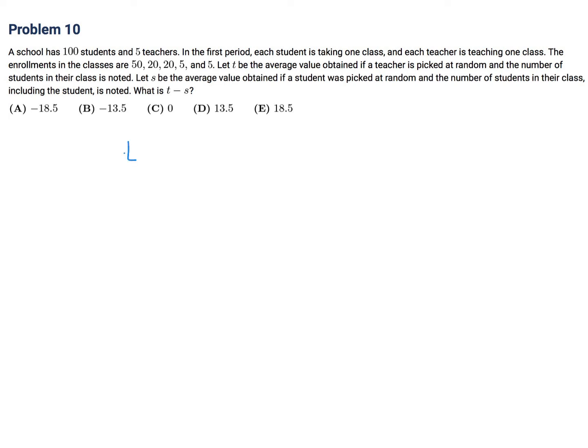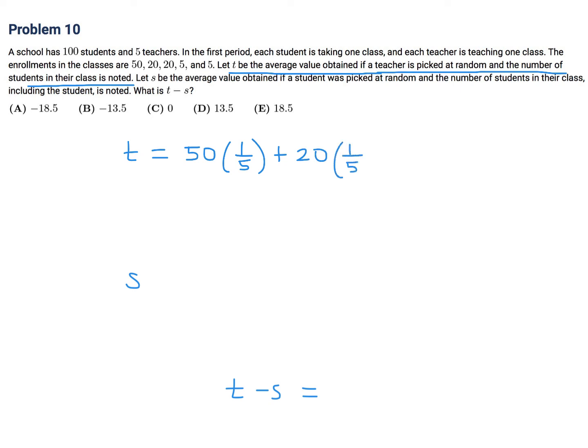Okay. Well, let's calculate T, let's calculate S, and then we will figure out T minus S. T is the average value obtained if a teacher is picked at random and the number of students in the class is noted. So if you choose the first teacher, the number of students is 50. And the probability of that happening is 1 out of 5 because there are 5 teachers. If you choose the second teacher, that teacher's class has 20. Again, the probability is 1 out of 5. Very similarly, the next class has 25 students with a probability of 1/5, and finally another 5 students with a probability of 1/5. When you crunch these numbers, you get 20.